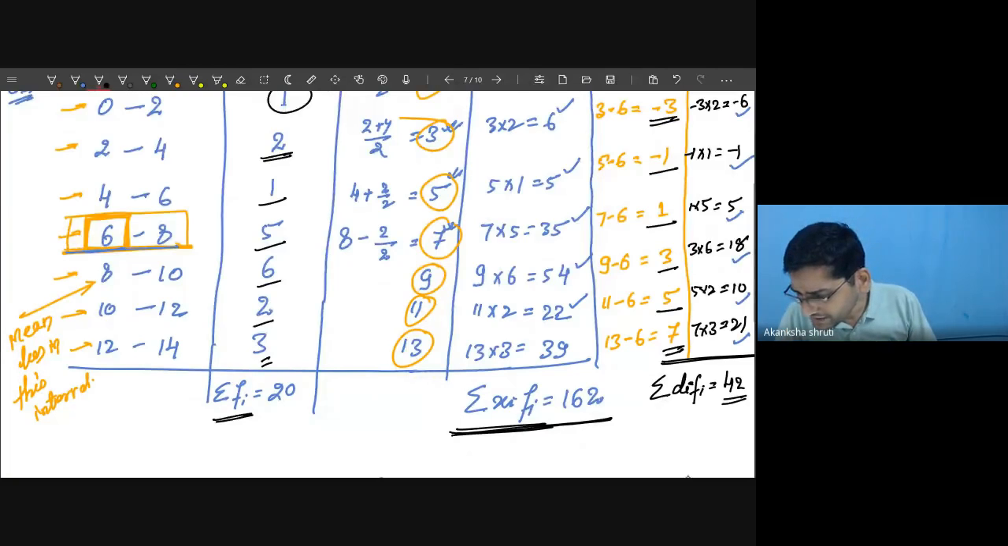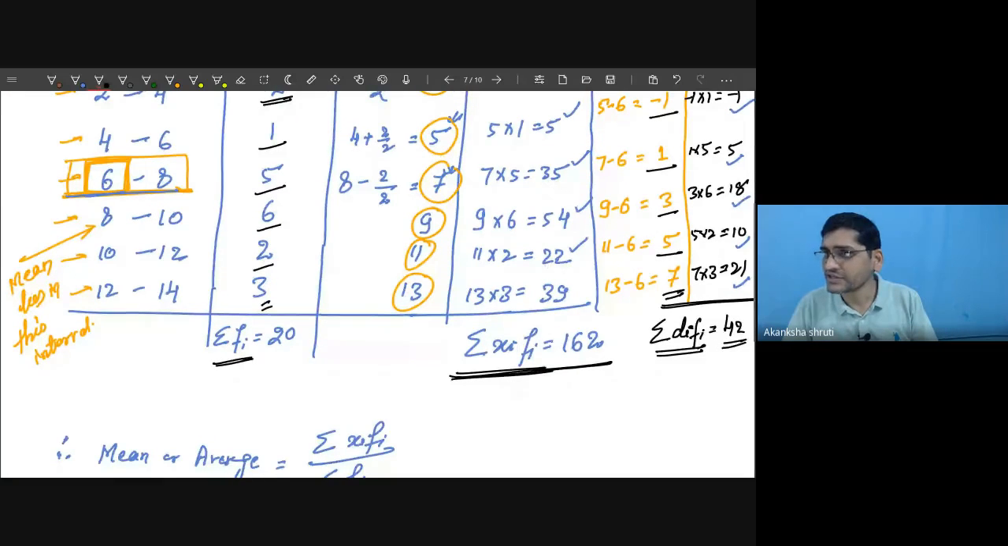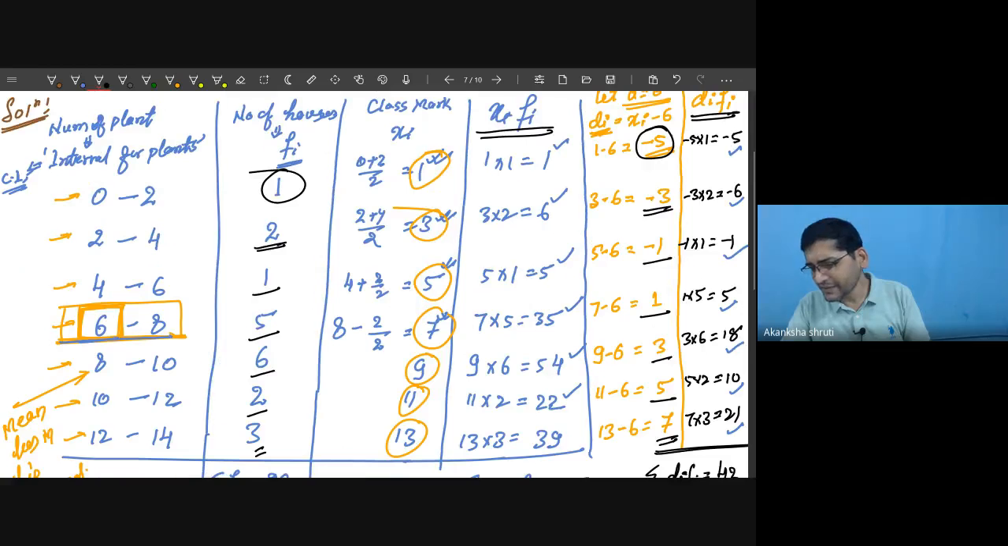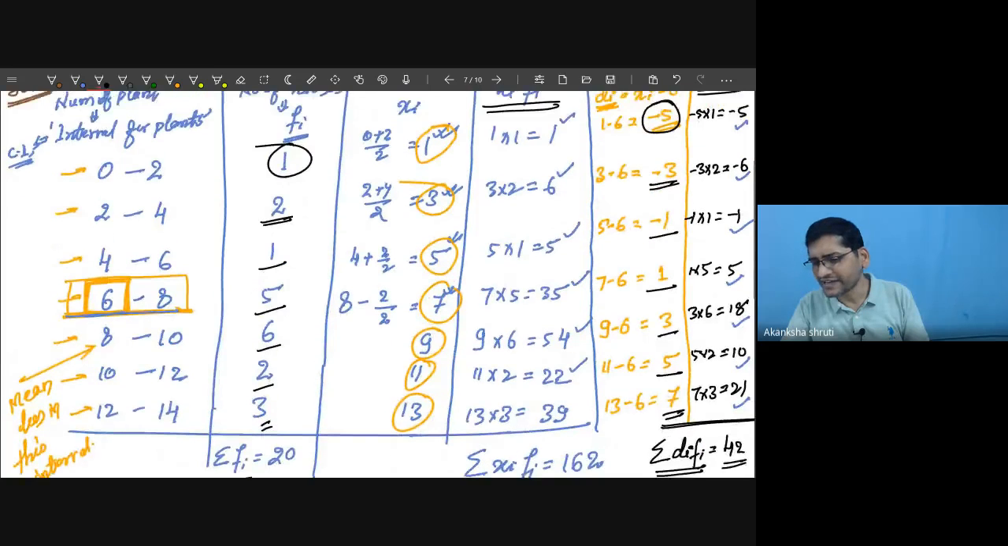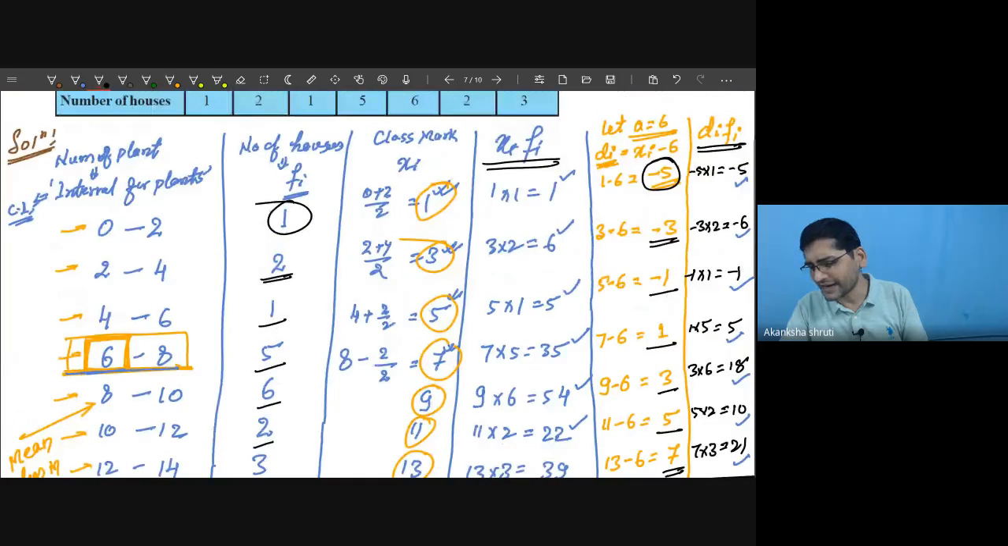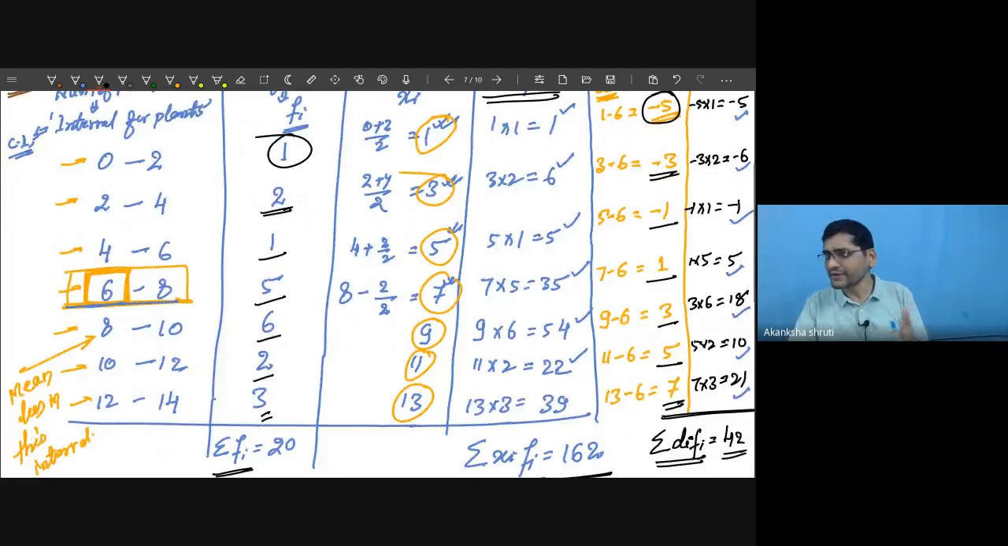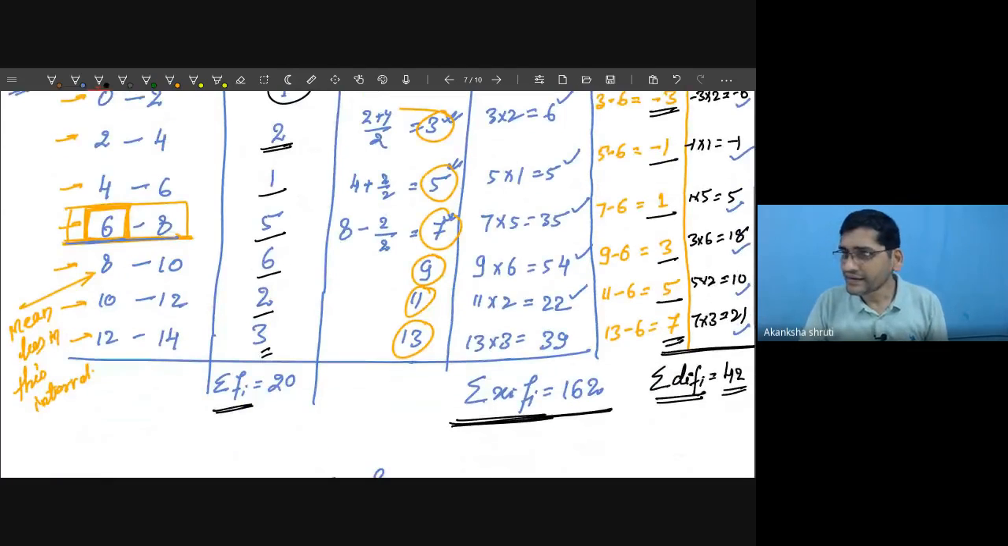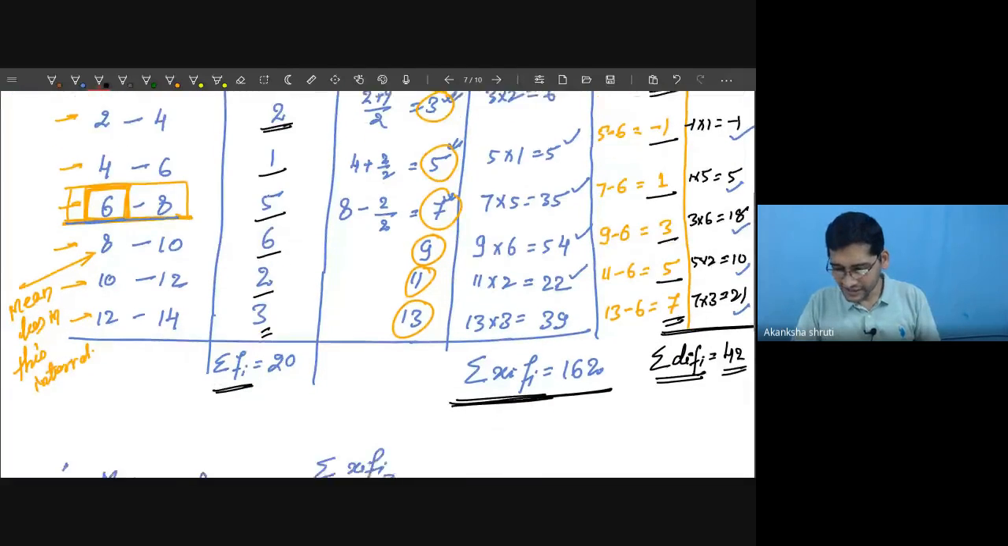After calculation of this di fi, we have to calculate the correction factor. That correction factor has to be adjusted with the assumed mean. Here we are observing di fi is positive. Sometimes even the negative numbers are more than the positive, and it may be negative. Like here we are observing for di fi, some numbers are negative, some are positive. So it may be negative or positive. Accordingly, the assumed mean gets corrected.